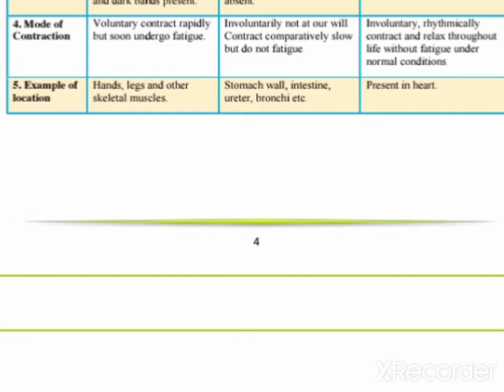So the fourth point, the mode of contraction. The mode of contraction means whether it is dependent on us. That is why striated muscles are also known as voluntary, because they work on our will. It depends on our will, it works by our wish. So the mode of contraction is voluntary contraction. In unstriated muscle, involuntary contraction is present, meaning it is not dependent on our wish.